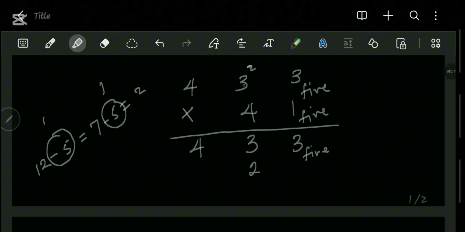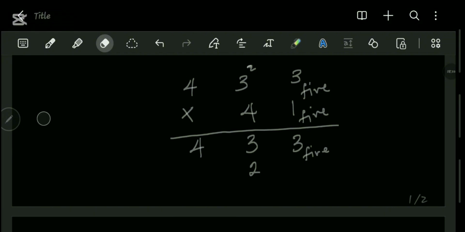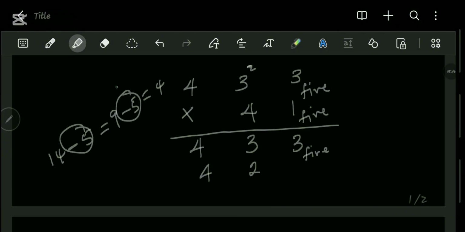So 3 times 4 is 12. 12 plus 2 is 16, right? Sorry, 12 plus 2 is 14 rather. So 4 times 3 is 12 plus 2 is 14. I can't directly write 14 here, so I'm having 14 minus 5. That's giving me 9, right? And I can't write 9 here too, because 9 itself is bigger than 5. So 9 minus 5, that's giving me 4. So I can drop my 4 here, and I'm carrying over 2. Are you seeing that? So I'm carrying over 2 here. Let me get rid of this.